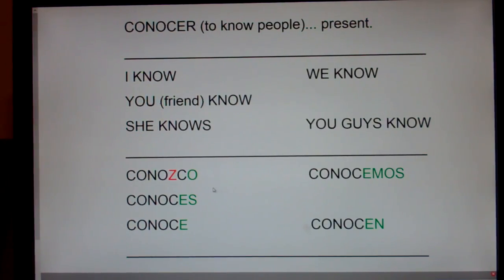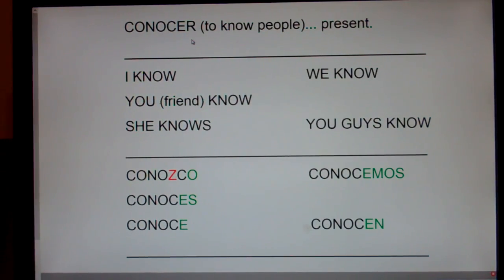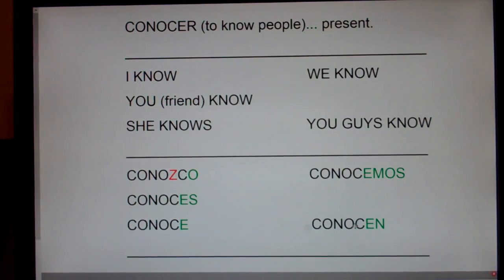Now, remember, green means it's regular and easy. So it's just like comer or other regular ER verbs. You chop off the ER and you add O, ES, E, EMOS, EN. That won't give you trouble. The tricky part is the yo form has a Z. A lot of times, if only one form of the verb is irregular, it's the yo form, like tener, tengo, poner, pongo, traducir, traduzco.